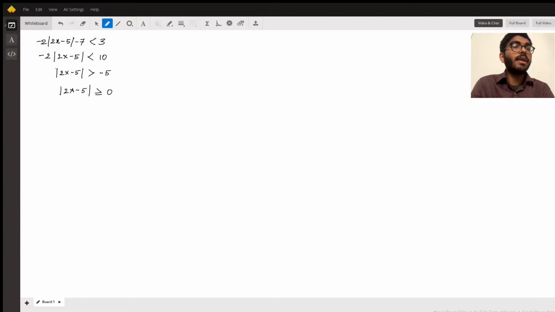So for all values of x ranging from -infinity to infinity, the modulus or the absolute value of 2x minus 5 will be greater than -5. So the right answer should be option C.